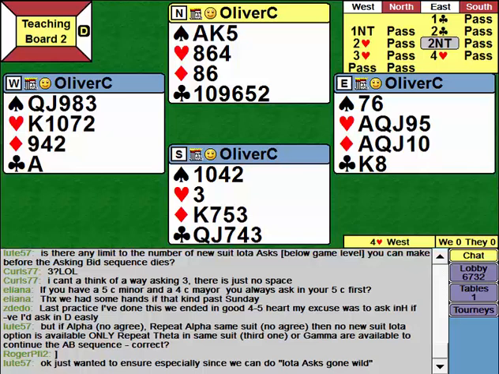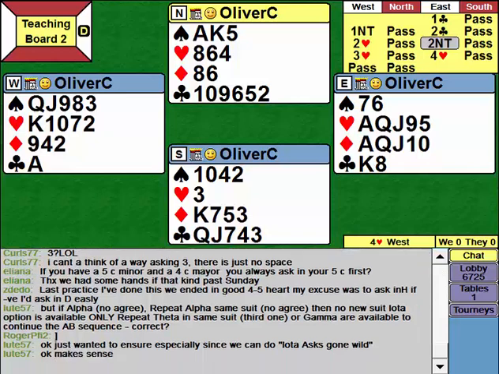As I've said, I can't honestly, hand on heart, say that I've never bid a repeat theta, a repeat alpha in the same suit, and then bid a new suit as being natural rather than an iota in a new suit. I can't say, hand on heart, I've never done that. I don't think so. But over the years, it's something that's sort of gone into the background.